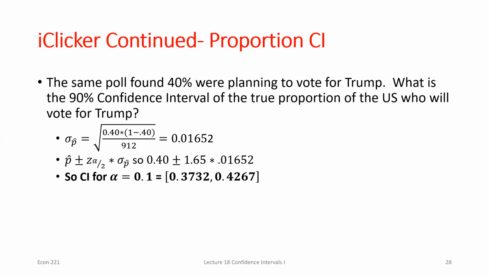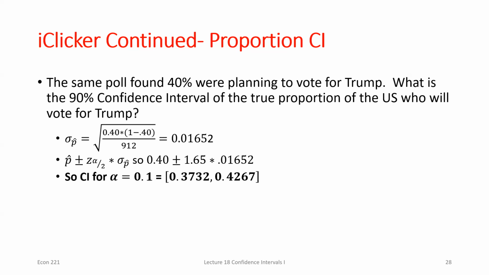I had that 40% who were planning to vote for Trump, so I've got my sample proportion of 0.4. I plug that in, sample size, get the standard deviation of the sample proportion. I'm doing a 90% confidence interval, so alpha is still going to be the same, half of alpha in my tail is still going to be the same, and I'm still going to find that same z-value. So I've now got my confidence interval at the 90% level for the proportion of people who are going to vote for Trump. This is 0.3732 to 0.4267. So with 90% confidence, I can tell you the true proportion of people voting for Trump is somewhere in this range.